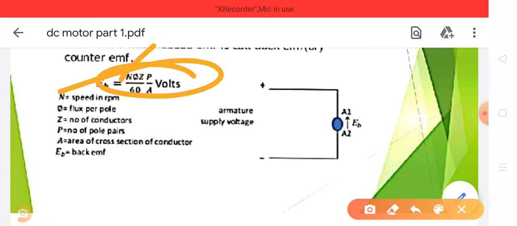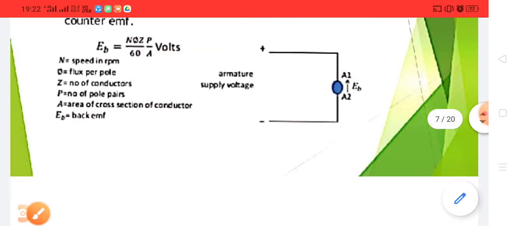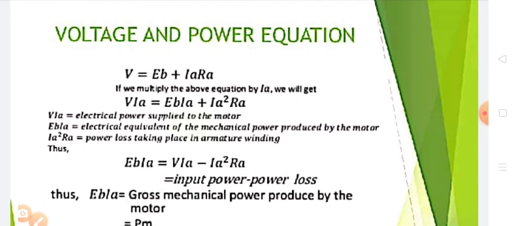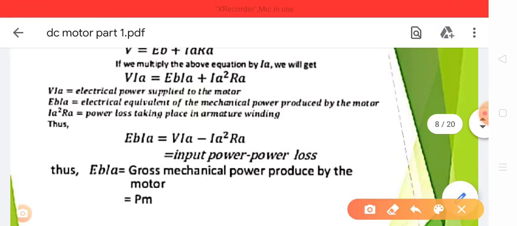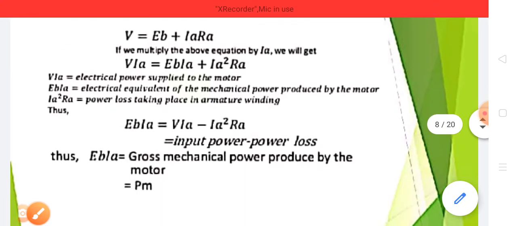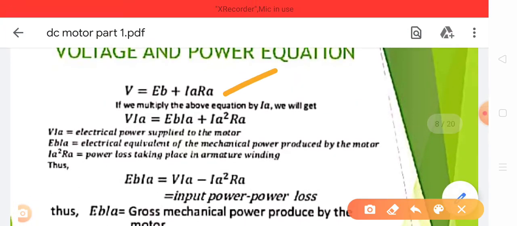N represents the speed, phi represents the flux, Z represents the number of conductors, P is the number of poles and A is the number of parallel paths. If you want to write the voltage and current power equations, here the voltage is mainly divided into one back EMF and one loss in the armature.